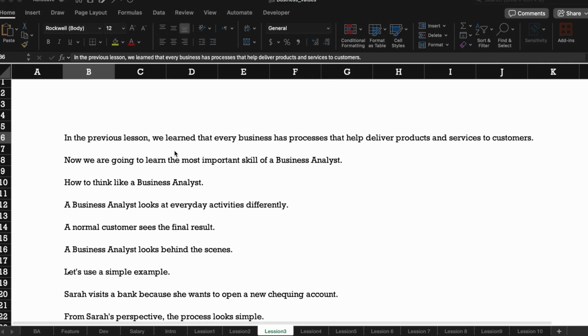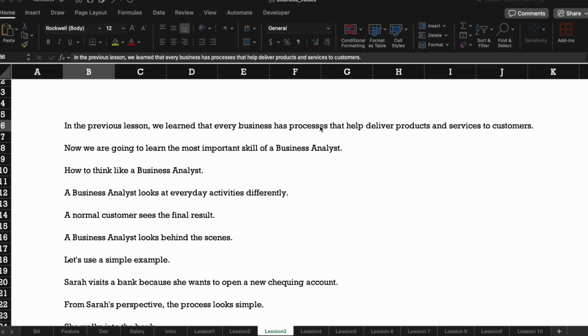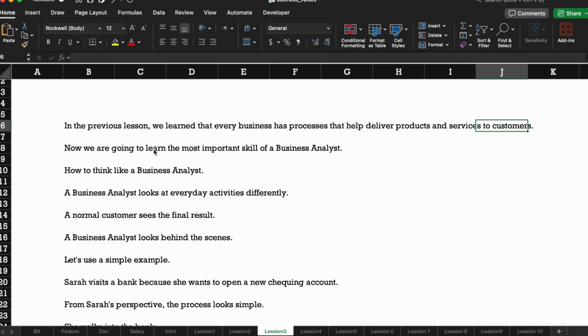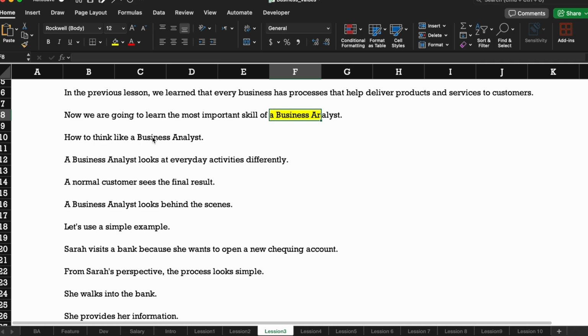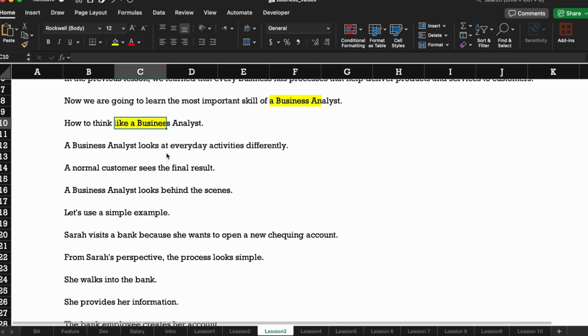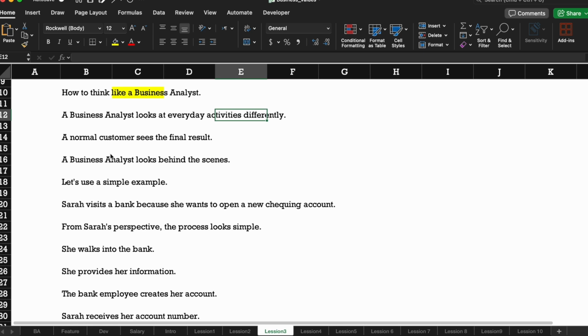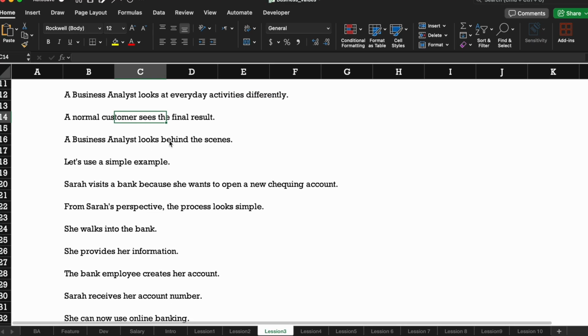In lesson 2, we learned that every business has processes that help deliver products and services to customers. Now we are going to learn the most important skill of a business analyst: how to think like a business analyst. A business analyst looks at everyday activities differently. A normal customer sees the final result. A business analyst looks behind the scenes.